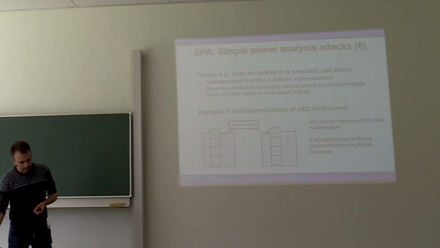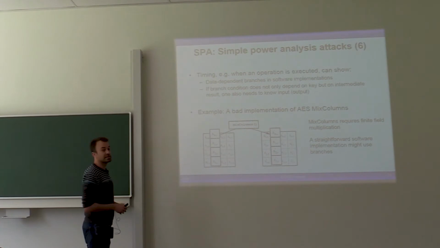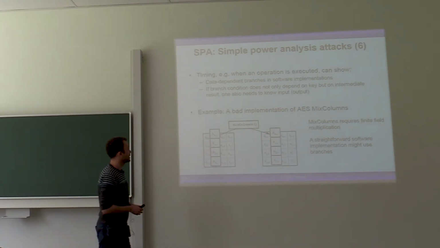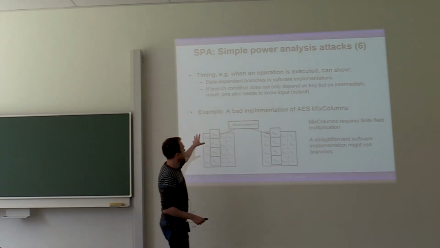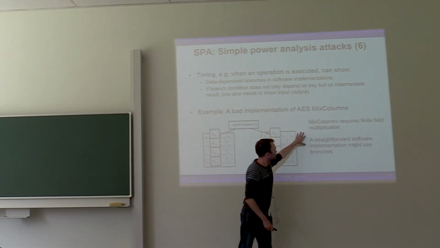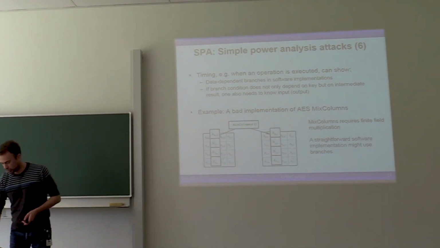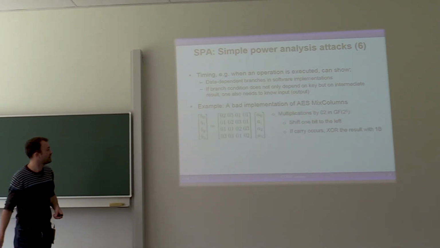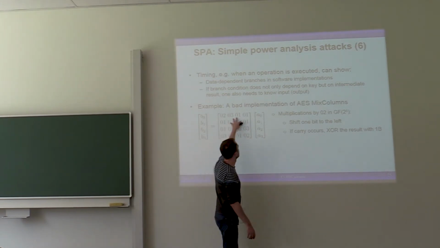So our classical example is AES MixColumns. Okay, AES MixColumns, everybody knows. It's basically a multiplication of a matrix with a vector, requires finite field multiplication, and a straightforward software implementation is going to use, or may use, branches as follows. So we want to perform this computation here. This vector equals this matrix times this vector.